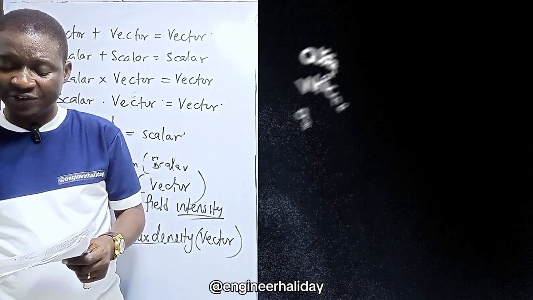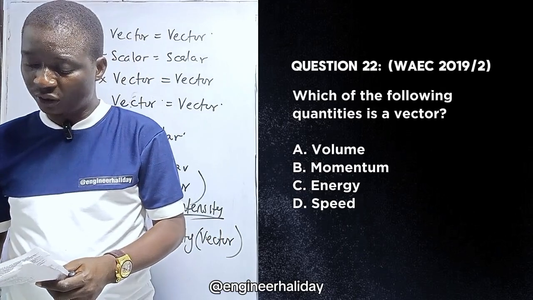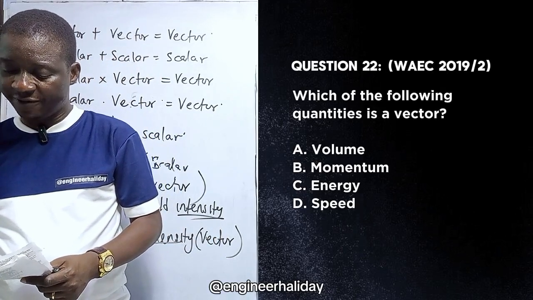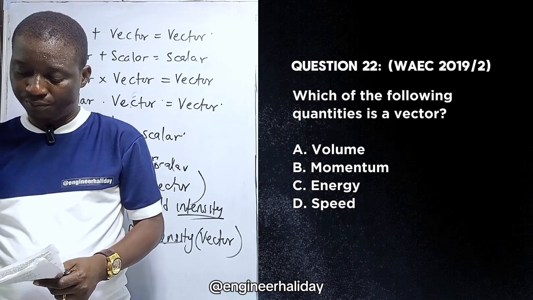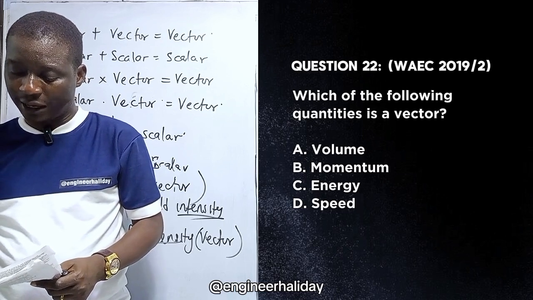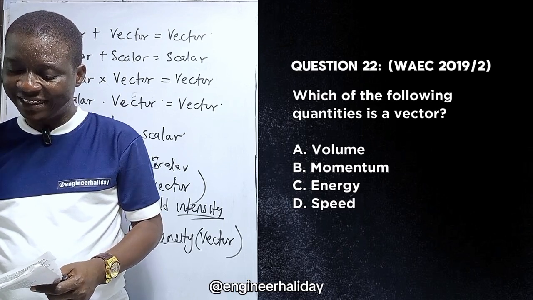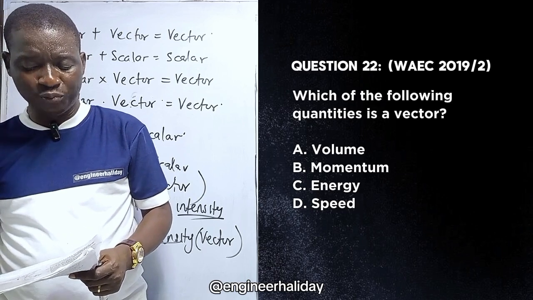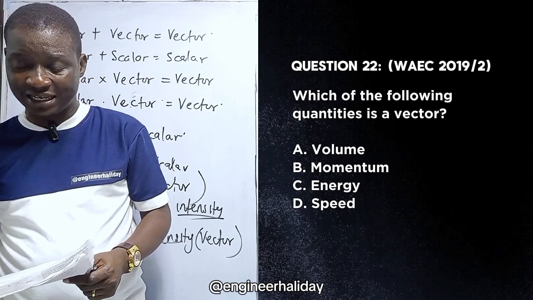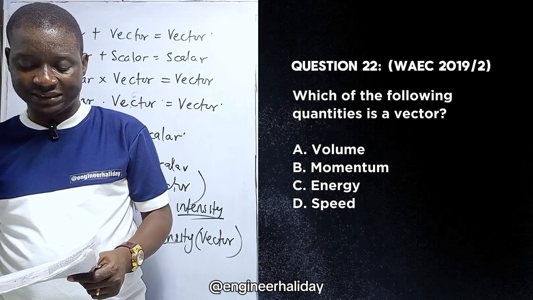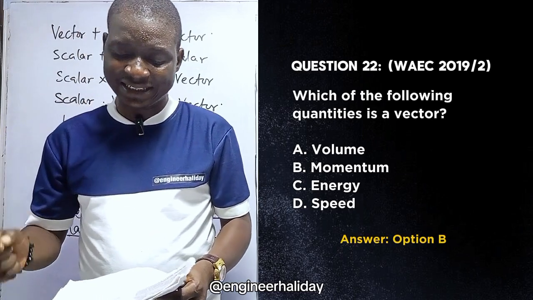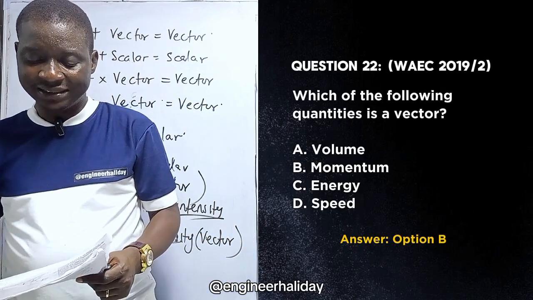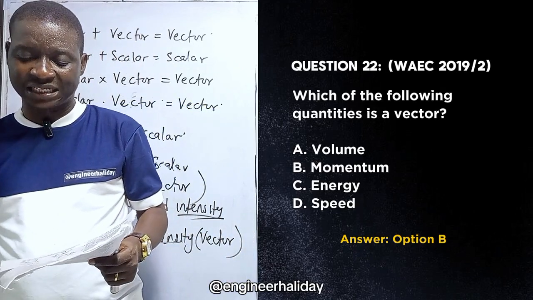Then, which of the following quantity is a vector? That is number 22. A, volume, B, magnetic momentum, C, energy, and D, speed. Volume is a scalar. Momentum is a vector. Energy is a scalar. Speed is a scalar. So the answer is momentum.